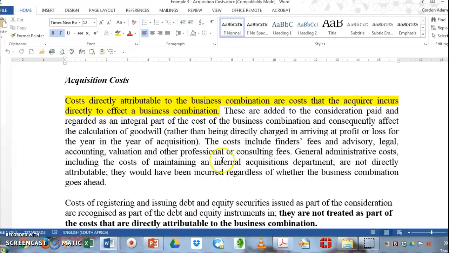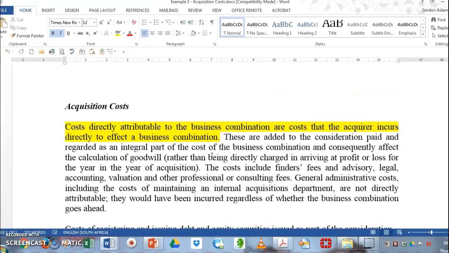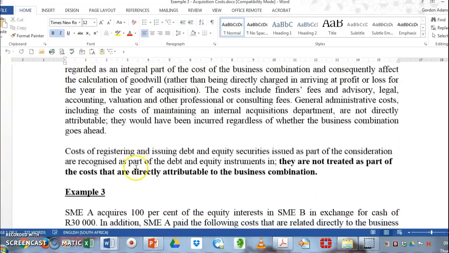So let's go to example 3. Example 3 now deals with those directly attributable costs, which we refer to as acquisition costs. So what are directly attributable costs? Those are costs which are incurred as a direct effect of the business combination. So the question is, if we had not gone about pursuing this business combination, would we have incurred those costs? And if the answer is no, then it is a direct cost as a result of the business combination.